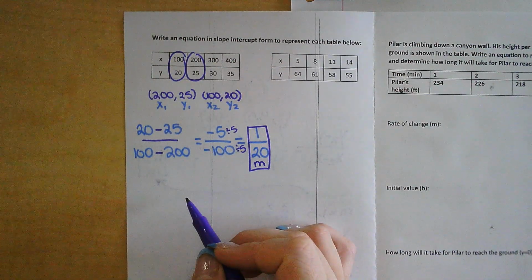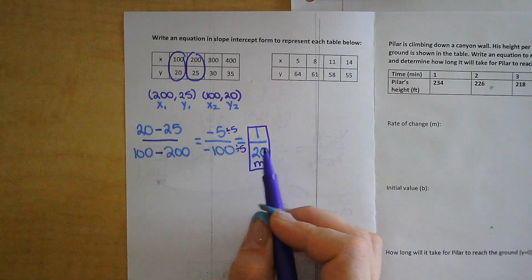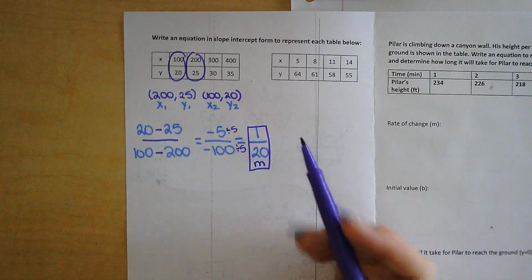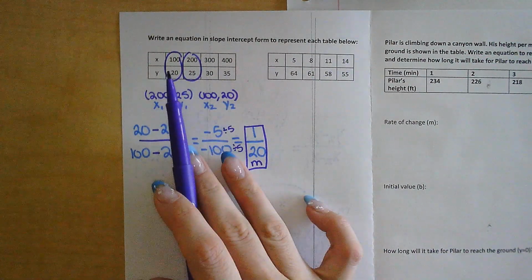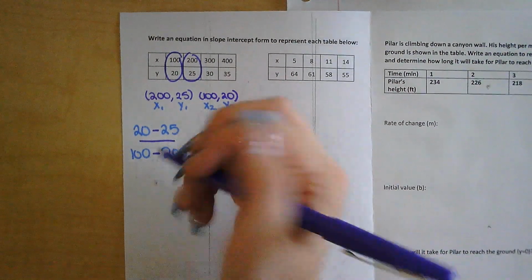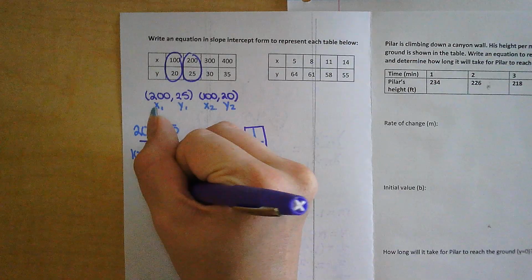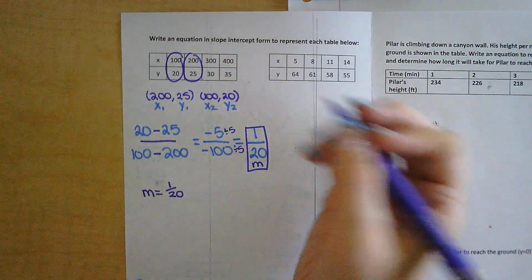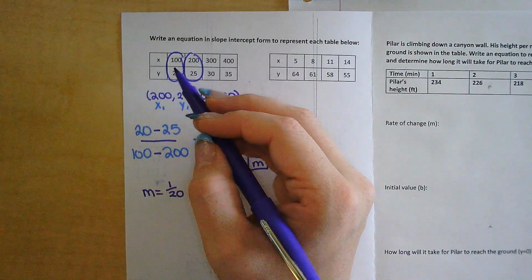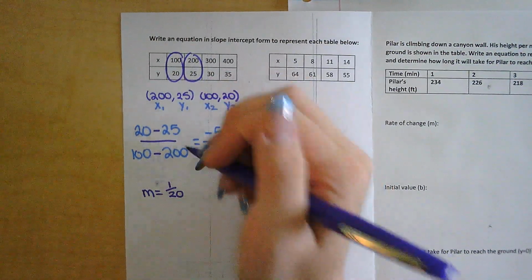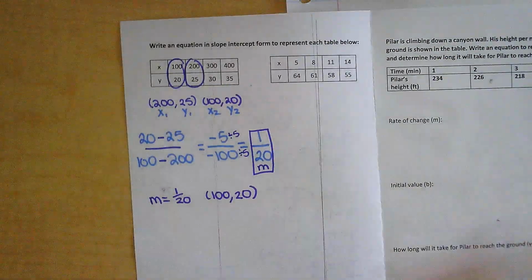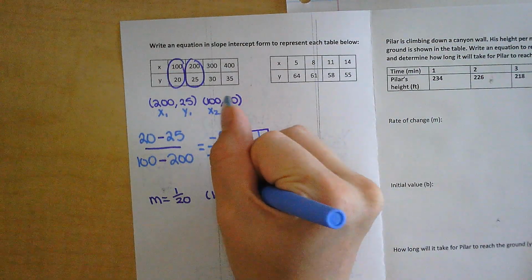Next, I'm going to plug in my slope and a point into slope-intercept form to solve for my missing y-intercept. I don't have the value of y when x is 0, so I need to solve for that. So m is equal to 1/20. And then I'm going to pick a point. I can pick one of the points I used in finding the slope, so I'll just pick the first one again, 100, 20. And I'm going to label this x and y.